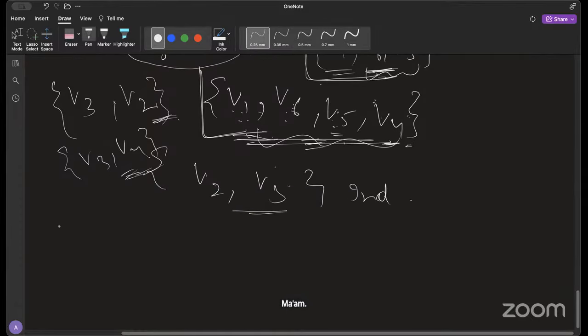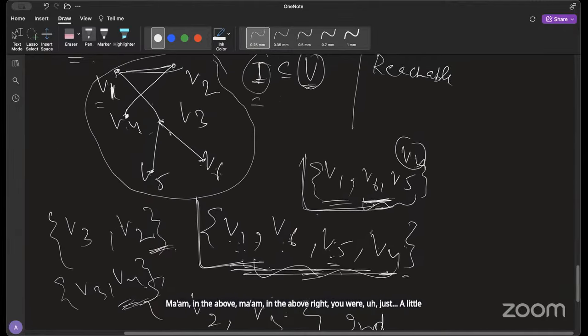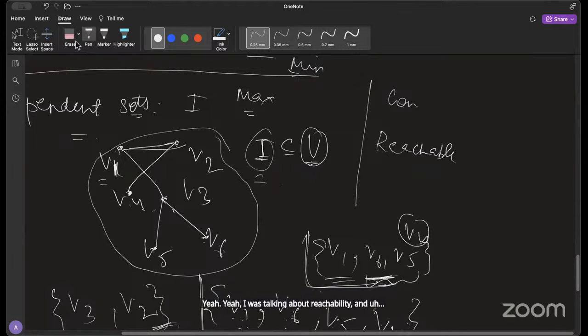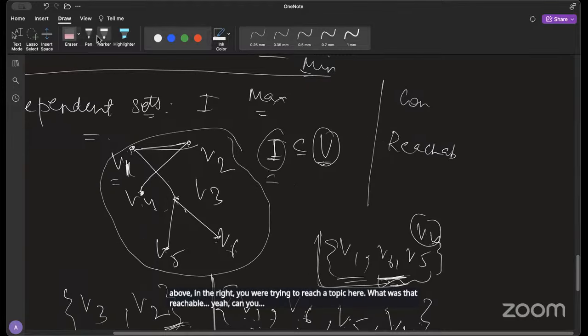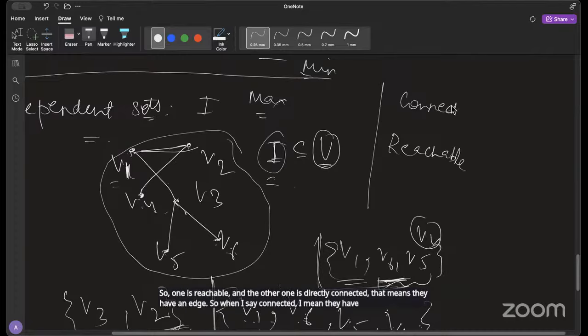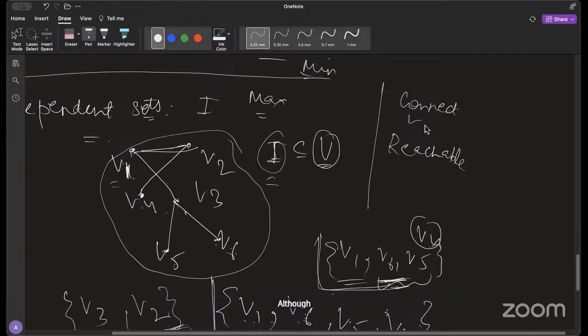Ma'am, in the above right, you were trying to reach a topic here. What was that? Reachable? Yeah, I was talking about reachability, and the one is reachable and the other one is directly connected. That means they have an edge. So when I say connected, I mean they have an edge. Although connected is like a literal term that's used in graph theory. So let's not use connected that often.